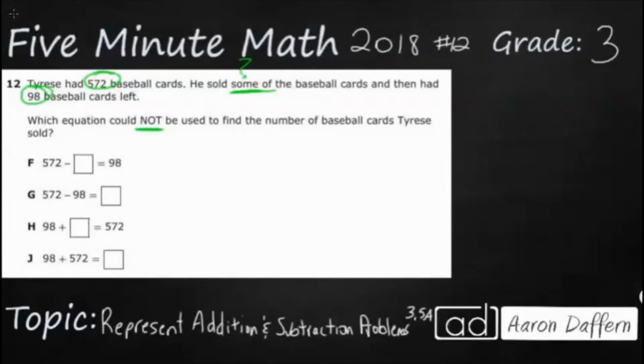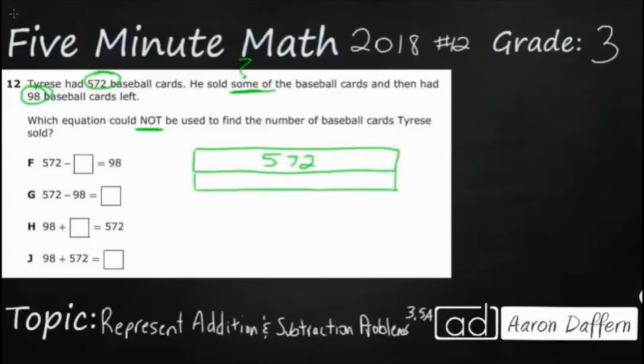So there's 2 different ways we're going to look at this. First, let's just draw a picture. We're going to draw a strip diagram, or you might know it as a part-whole. So we've got 572. And then these are the 2 different parts of it. So we don't know how many he sold, question mark. I'm thinking it's a pretty large part because there's only 98 left. So this unknown part and the 98, those put together are going to make the 572.